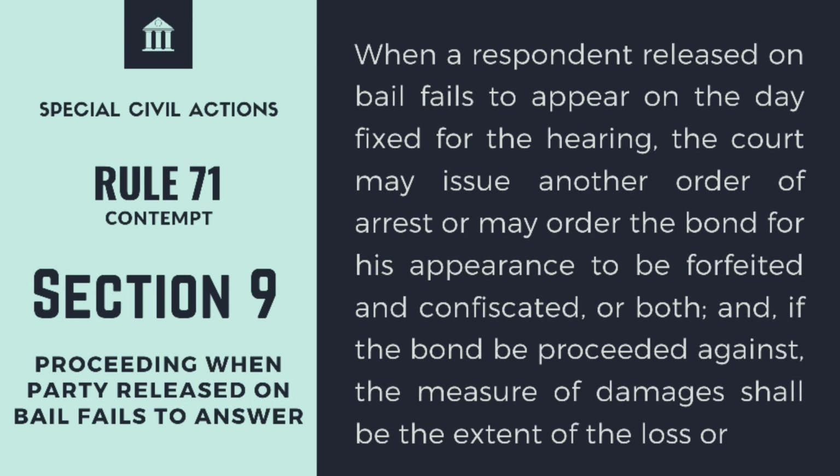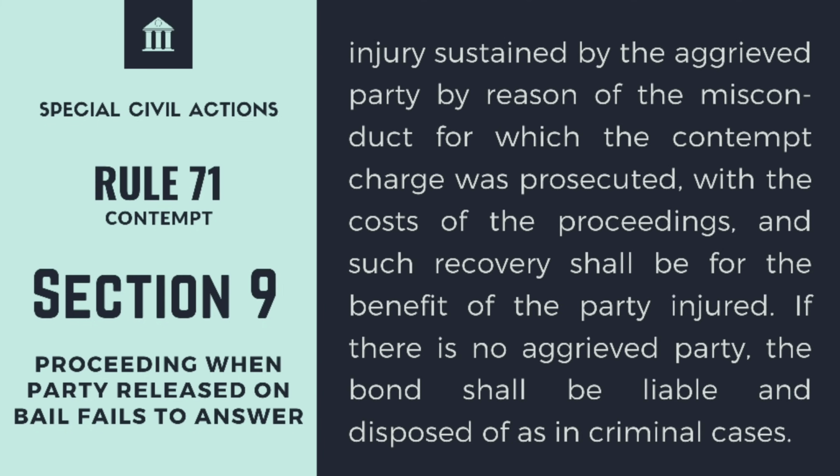Section 9. Proceeding when party released on bail fails to answer. When a respondent released on bail fails to appear on the day fixed for the hearing, the court may issue another order of arrest, or may order the bond for his appearance to be forfeited and confiscated, or both, and, if the bond be proceeded against, the measure of damages shall be the extent of the loss or injury sustained by the aggrieved party, by reason of the misconduct for which the contempt charge was prosecuted, with the cost of the proceedings, and such recovery shall be for the benefit of the party injured. If there is no aggrieved party, the bond shall be liable and disposed of as in criminal cases.